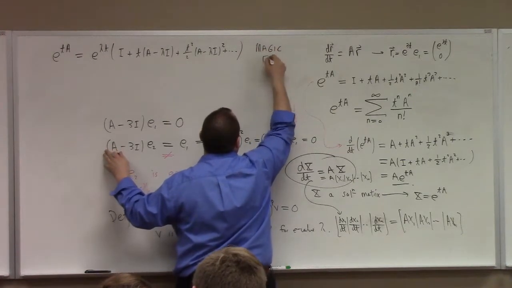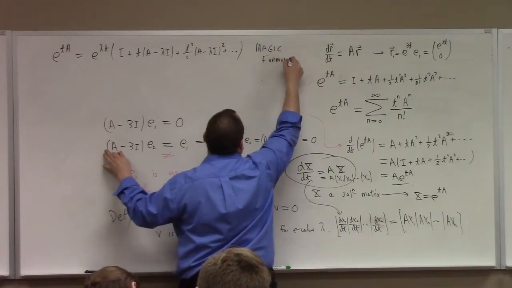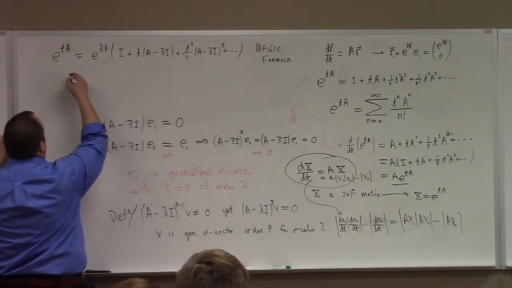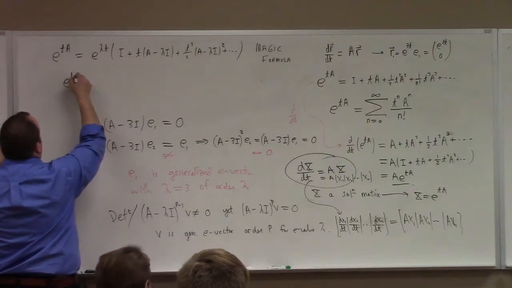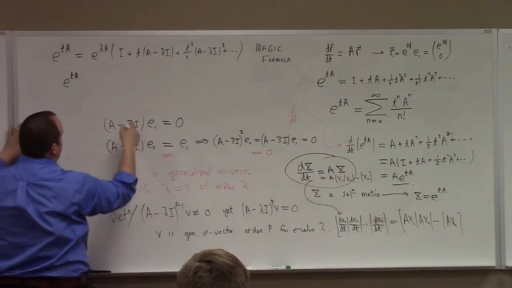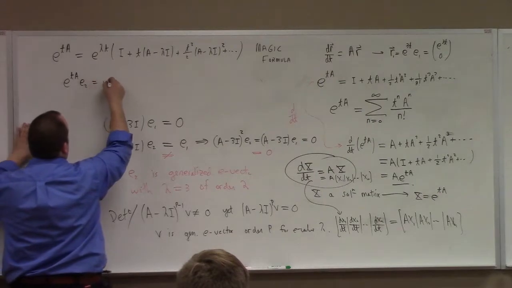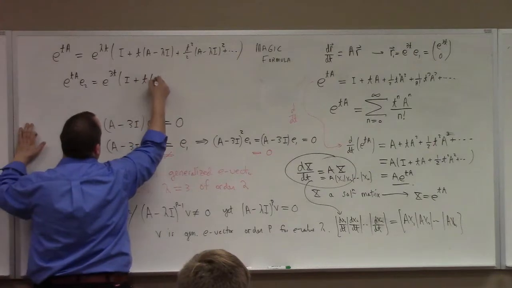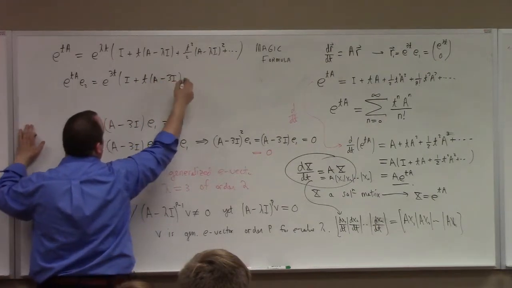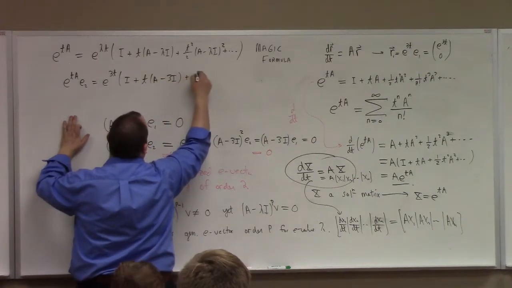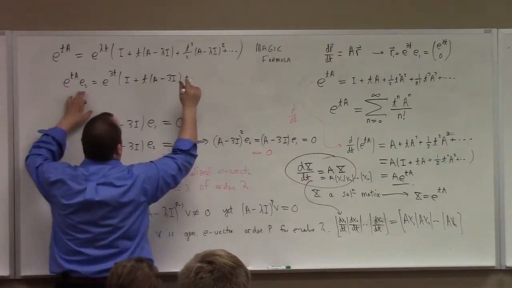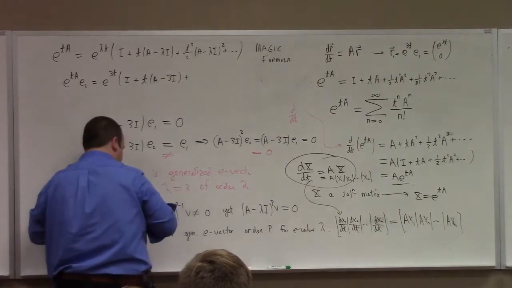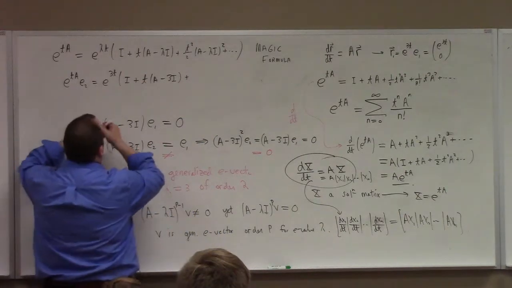you hit this formula with a matrix with the generalized eigenvector we just found, so let's look at it specifically. e to the ta times e2. So let's put in lambda equals 3. We've got e to the 3t times I plus t times a minus 3I. Sorry, I'm multiplying by e2, right?